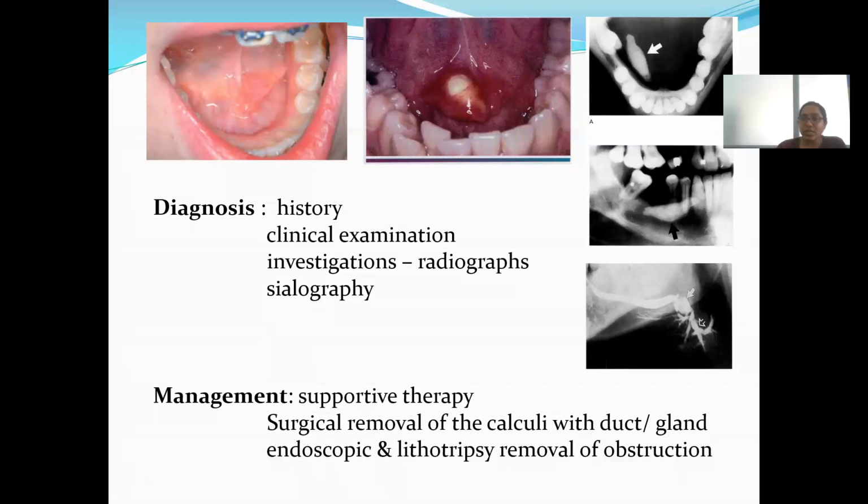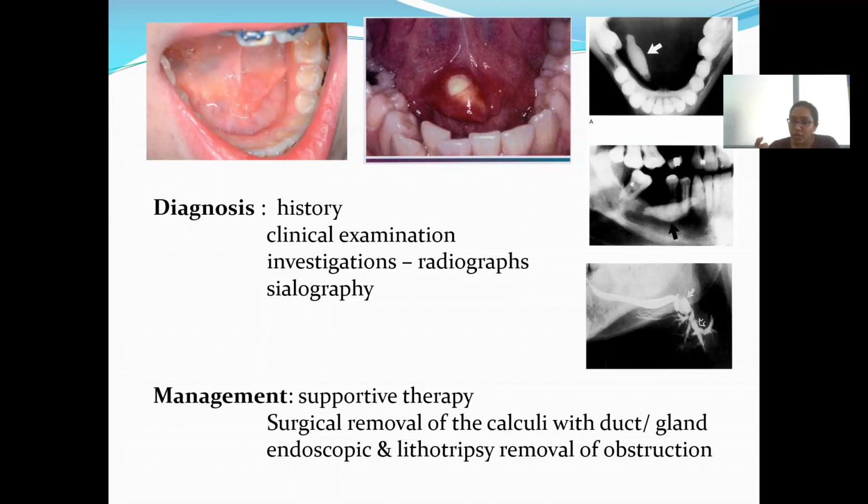So remember, sialolithiasis is a condition which mainly affects your major salivary glands. There is obstruction of your salivary duct, and that obstruction has to be removed in order to treat the disease. Sometimes if it is very small, you can palpate and push it towards the duct orifice. That is the easiest manipulation.